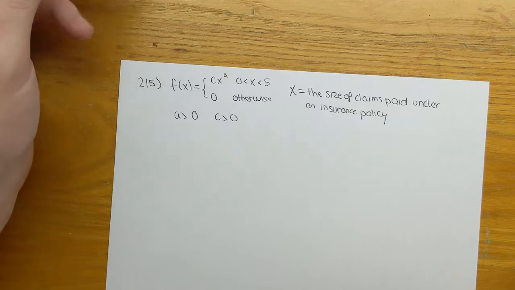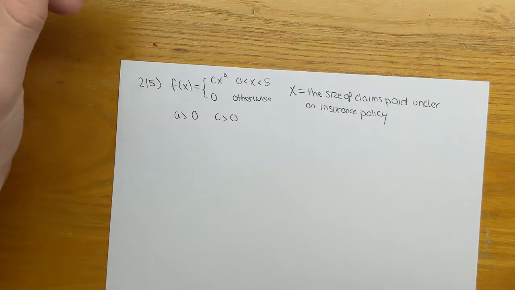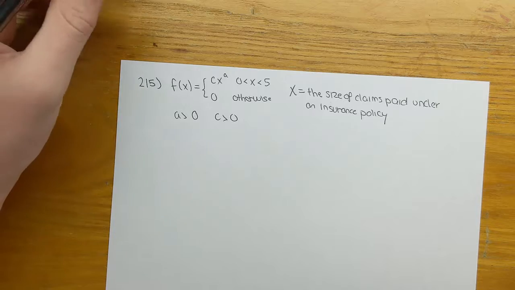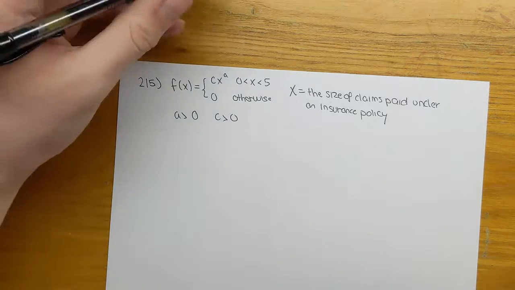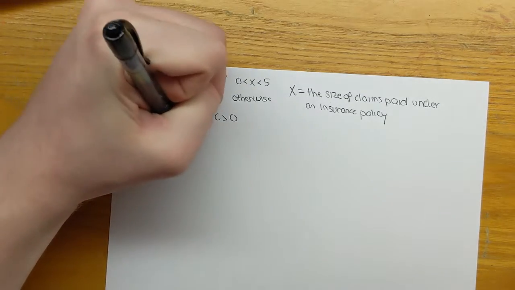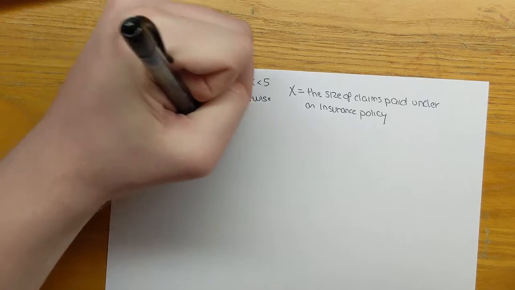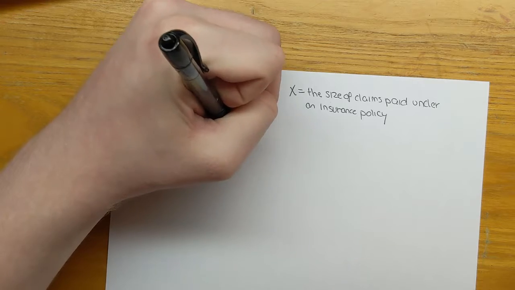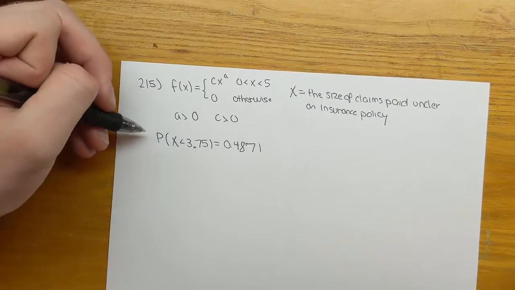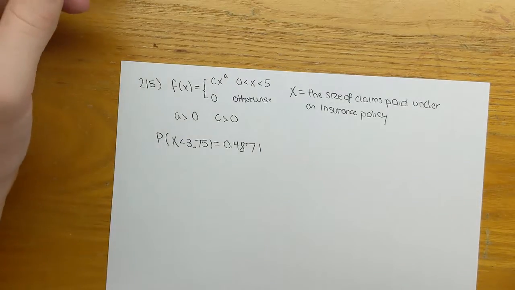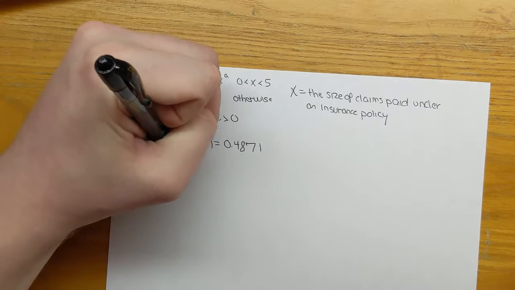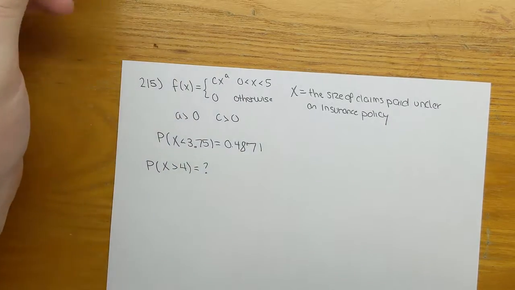And what they're asking of us is, well, before we get there, we have one more piece of information. And that piece of information is that for a randomly selected claim, the probability that the size of the claim is less than 3.75 is 0.4871. So let me write that down. The probability that x is less than 3.75 is equal to 0.4871. So this piece of information is going to be important to getting our final answer. But what it wants us to do is calculate the probability that x is greater than 4. So we don't know this.